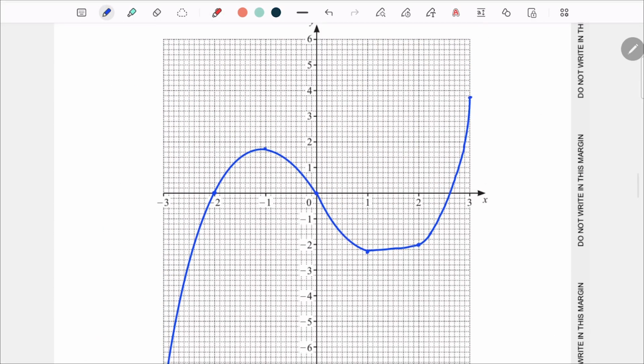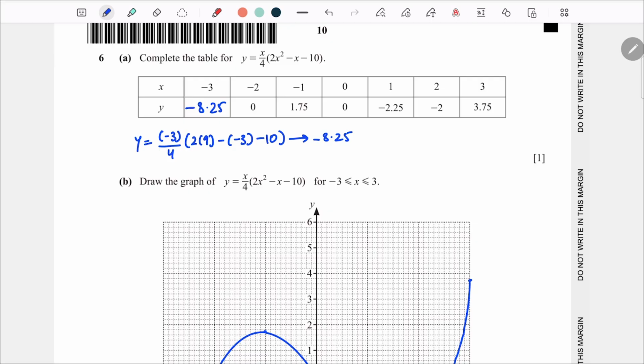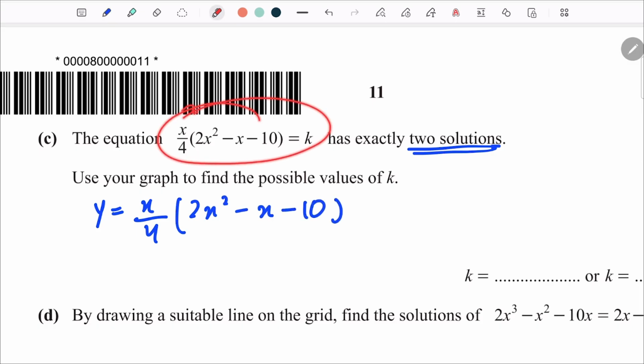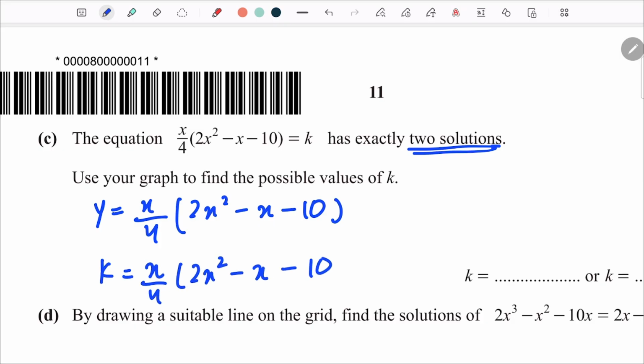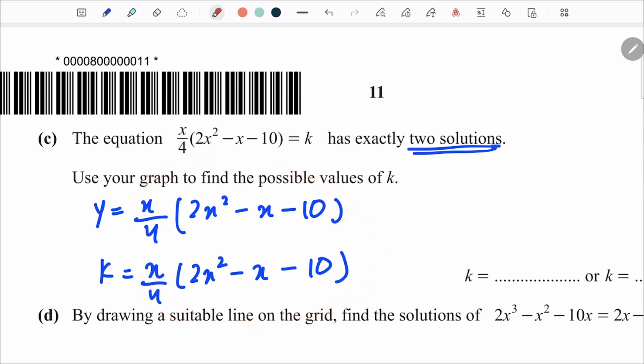Now, the graph that we plotted was for this equation. I'm going to copy this down below. y is equal to x over 4, 2x squared minus x minus 10. And this equation, I'm going to copy it below too to compare. k is equal to x over 4, 2x squared minus x minus 10. Now basically this whole part is common in both equations. So technically y will be equal to k.